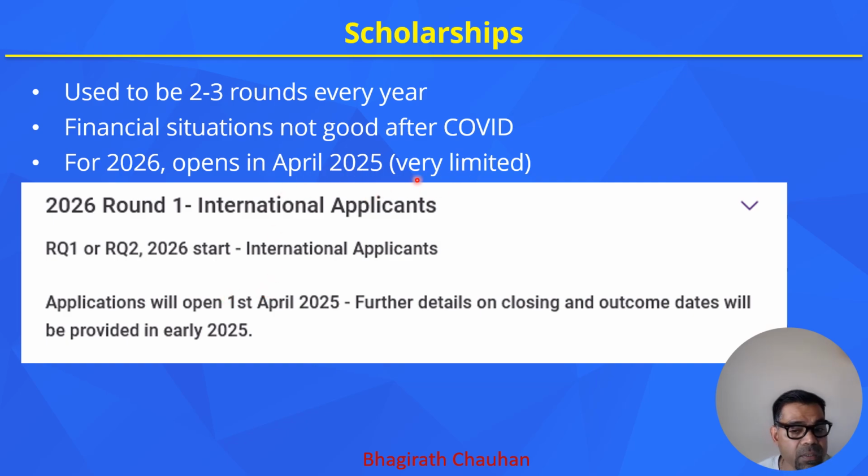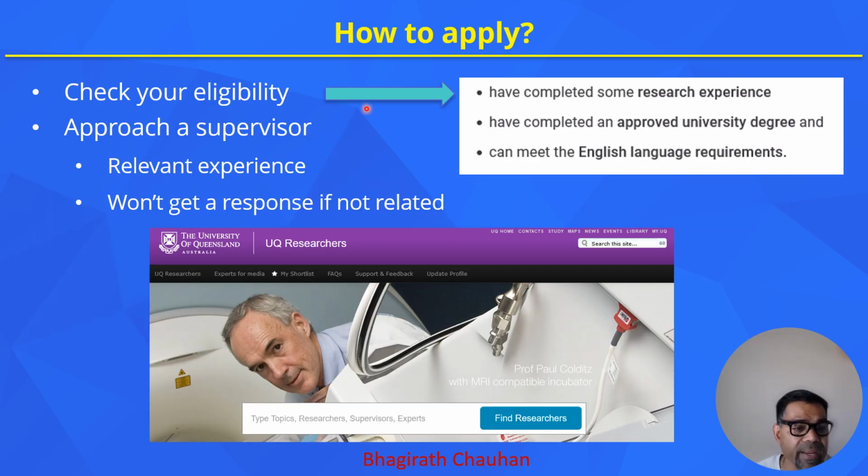I will discuss that one, and those students will start in January 2026. So it's a long way. Now, how to apply? First, you need to check your eligibility. So what are those ones?